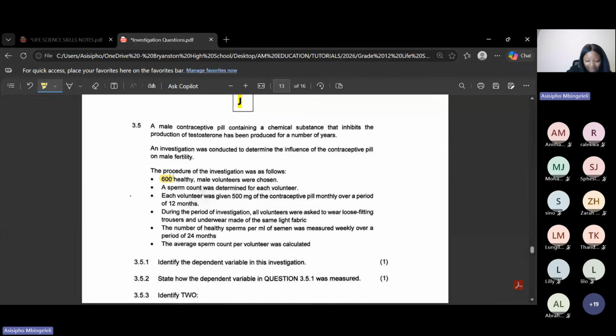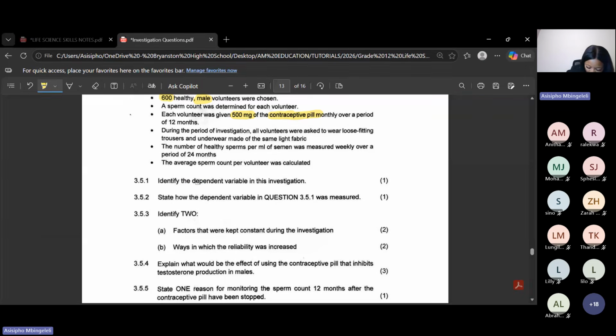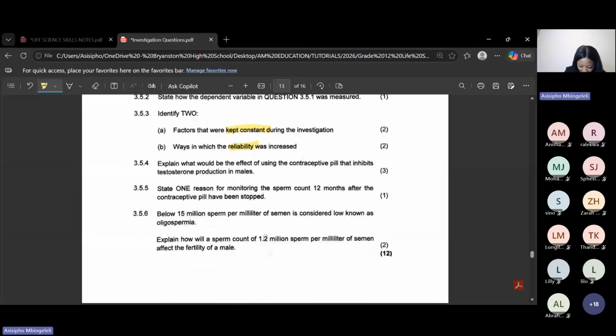600, that is a reliability. That's a sample size. Male volunteers, that's a validity because they use the same gender. So when you see a validity question, you can't say, no, I don't know. They've said they've used male only. They've used the same gender. That's a validity there. Each volunteer was given 500 milligrams of a contraceptive pill. They've used 600 males, all of them were given a contraceptive pill. What was the amount of that pill? 500 milligrams. That's a validity. Same amount of the contraceptive pill. What are they asking you? Dependent variable. Factors which were kept the same. Reliability. I think others you just have to read.